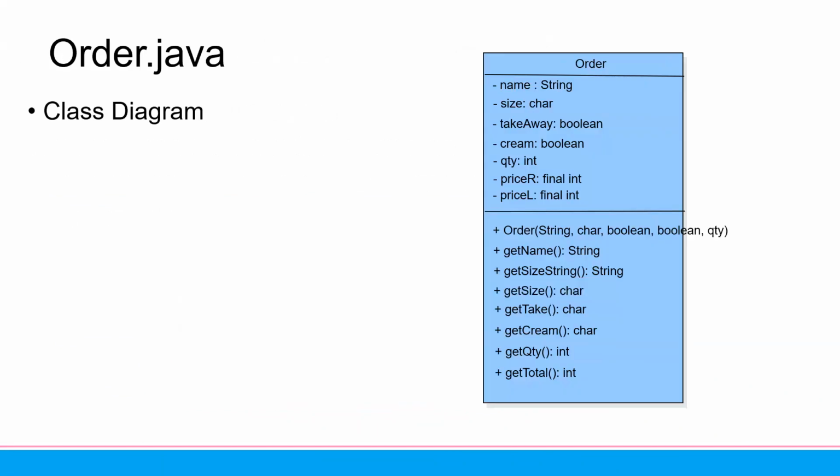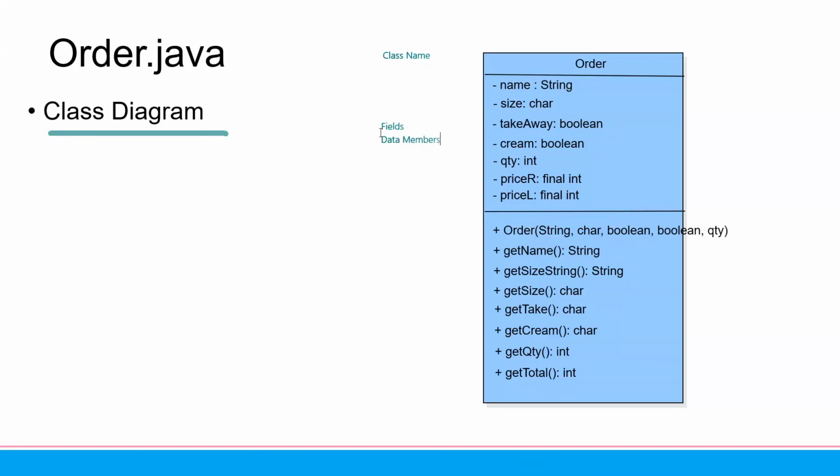For the first, I would like to introduce the class diagram. Because this is the class diagram. And we know that there are 3 kinds of elements in this class diagram. The first will be the class name. The class name is Order. That's why this is the Order.java. And the second part is the fields, or the data members.